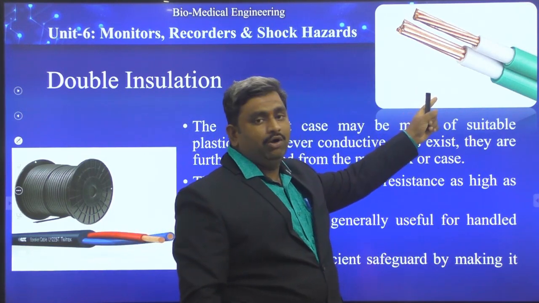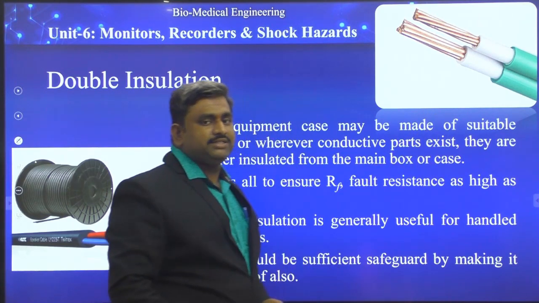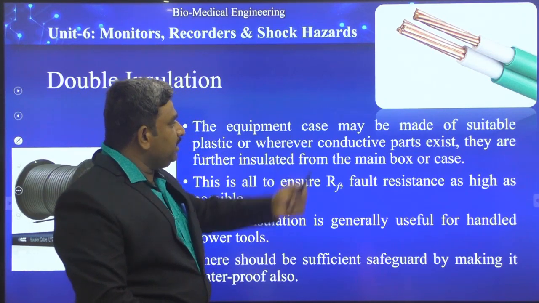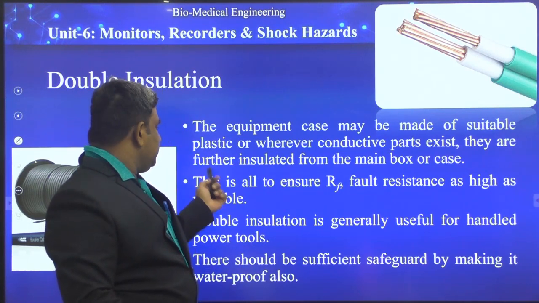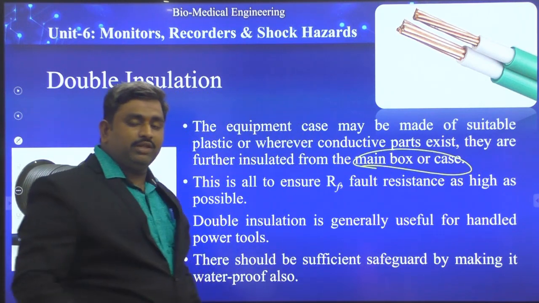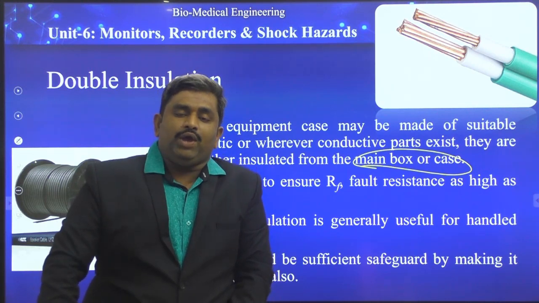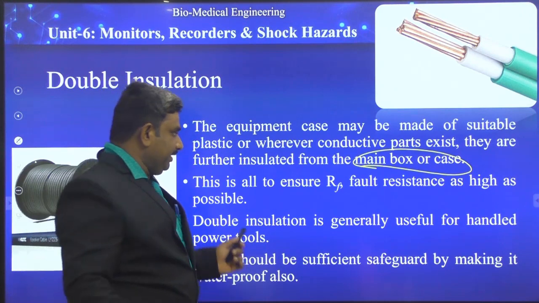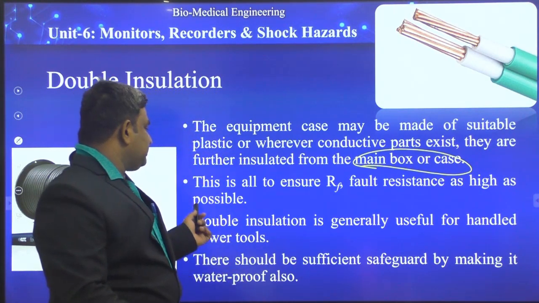In this picture we have two separate cables, and for each cable two different insulating layers are available. The equipment case may be made of suitable plastic, or wherever conductive parts exist, they are further insulated from the main box or case. So whichever electrical wires we manufacture, we have to provide another insulating plastic box or plastic covering separately. This is all to ensure the fault resistance is as high as possible.